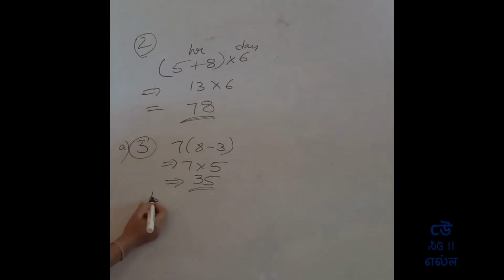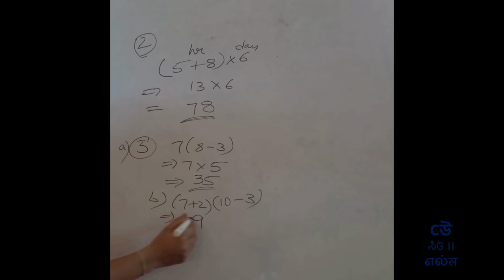Third one A. Next B we will solve. Next 7 plus 2, then 10 minus 3. First you solve what is given in the bracket. 7 plus 2 is 9. Now if nothing is there in between, what should we do? We have to consider it as a multiplication sign. Then 10 minus 3 is 7. So 9 sevens is how much? 63. This is the answer. Next, let us see how to expand the numbers using the brackets.